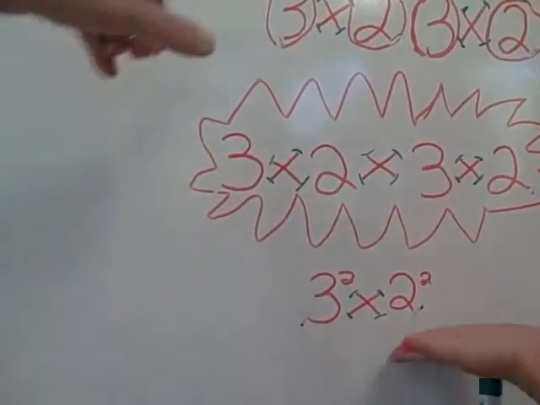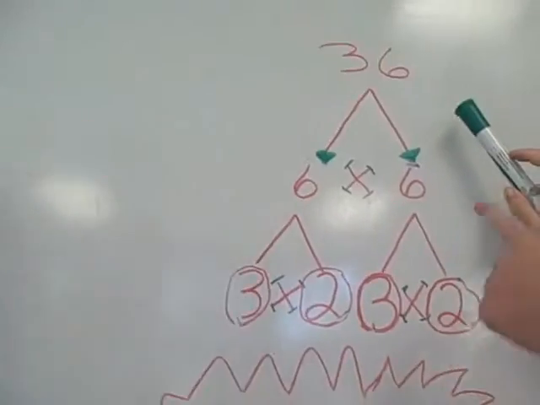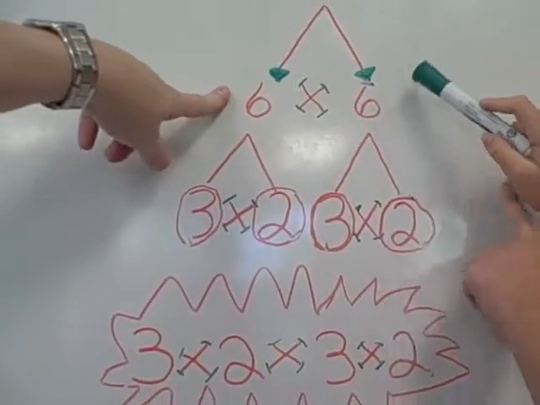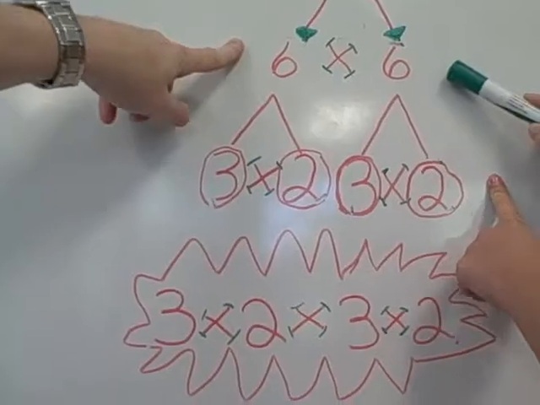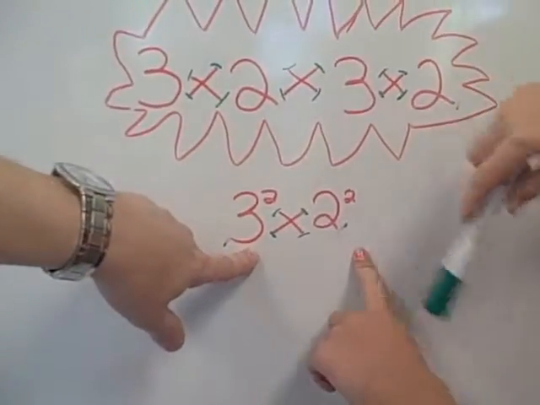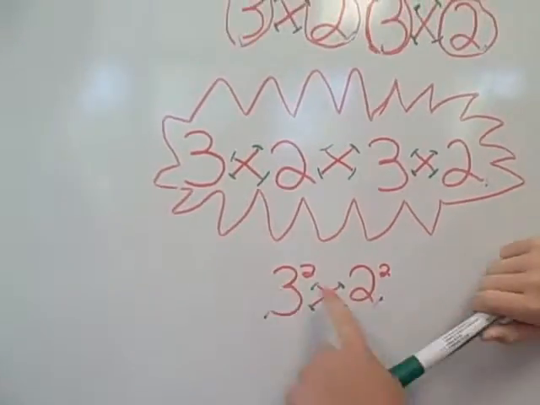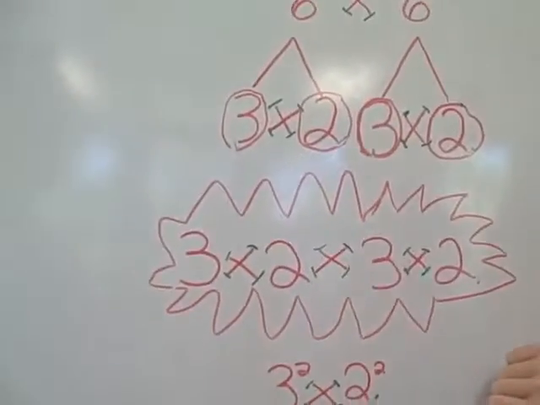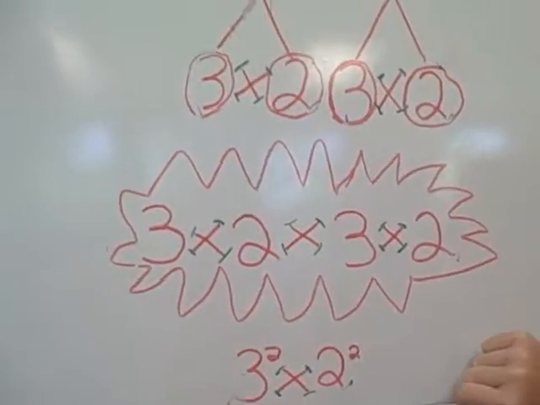Okay, so no matter what you start with, underneath the 36, you do 6 times 6, 2 times 18, 3 times 12. No matter what you do, you always end up at the same answer at the bottom. And that's a prime factorization string. Factorization. Nice cut.